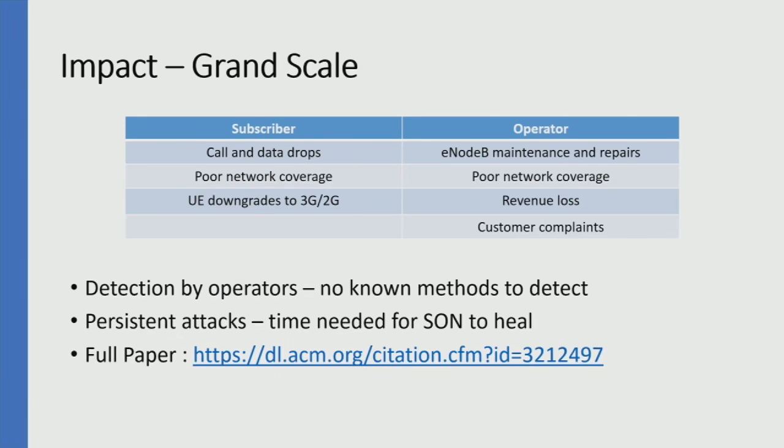So if you look at the impact on a bigger scale, on the subscriber, there are lots of call and data drops. This really affects the quality of experience for the subscriber. And if the subscriber realizes there are so many call drops, that is not good for the operator's reputation or the subscriber experience. In certain cases, we found that the phone is actually switching to a 2G or 3G base station, which makes it vulnerable again to a lot of different attacks.